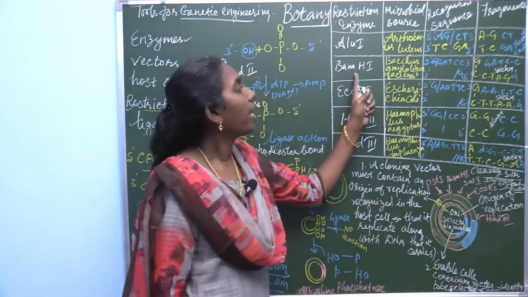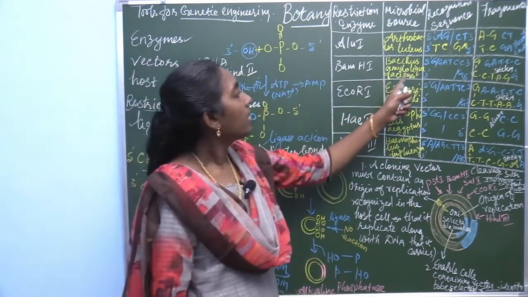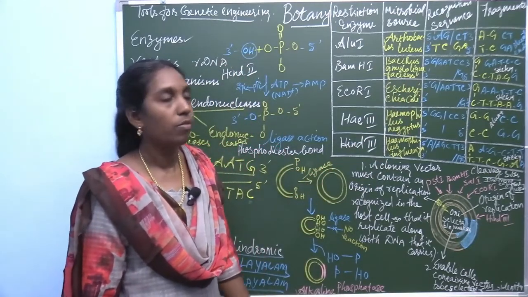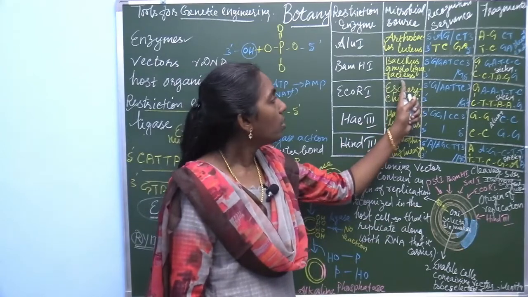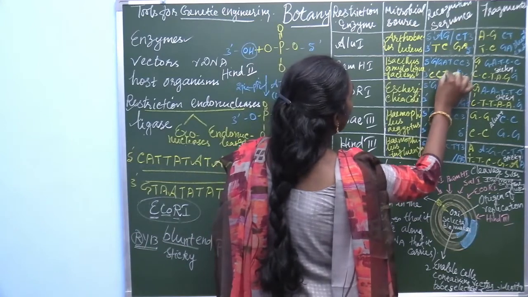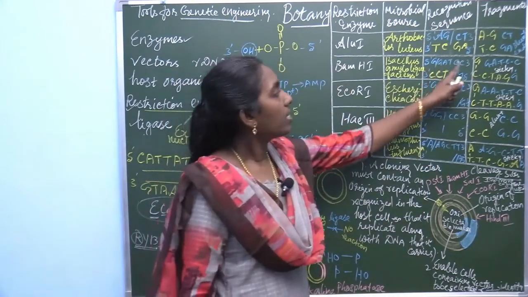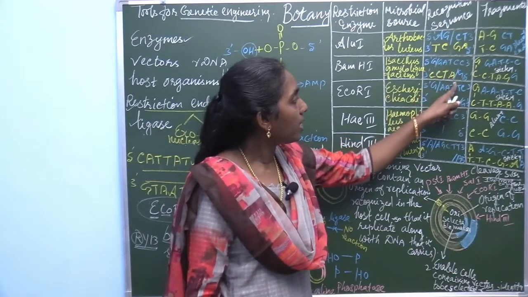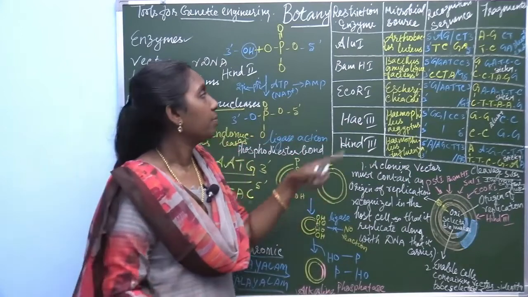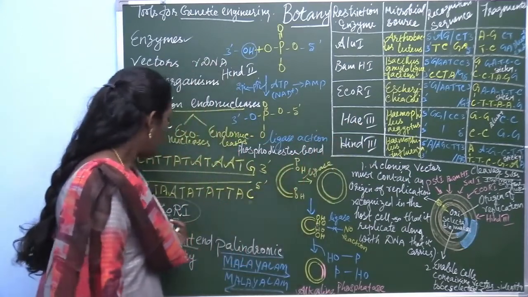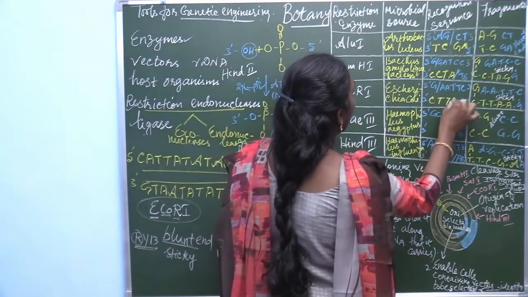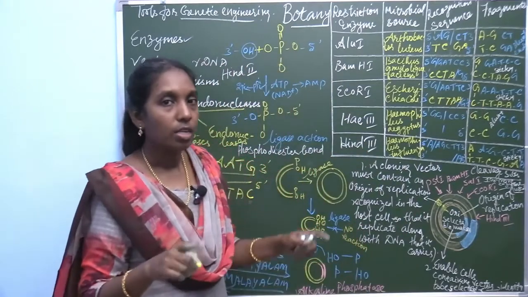Then BamHI, from Bacillus amyloliquefaciens. The source microbe is Bacillus amyloliquefaciens. Here the complementary strand is CCTAG. It cuts to give sticky ends; this is the place where it cuts, off the center. Then EcoRI, which you already learned, from Escherichia coli, with the complementary strand CTTAA. It also gives sticky ends.